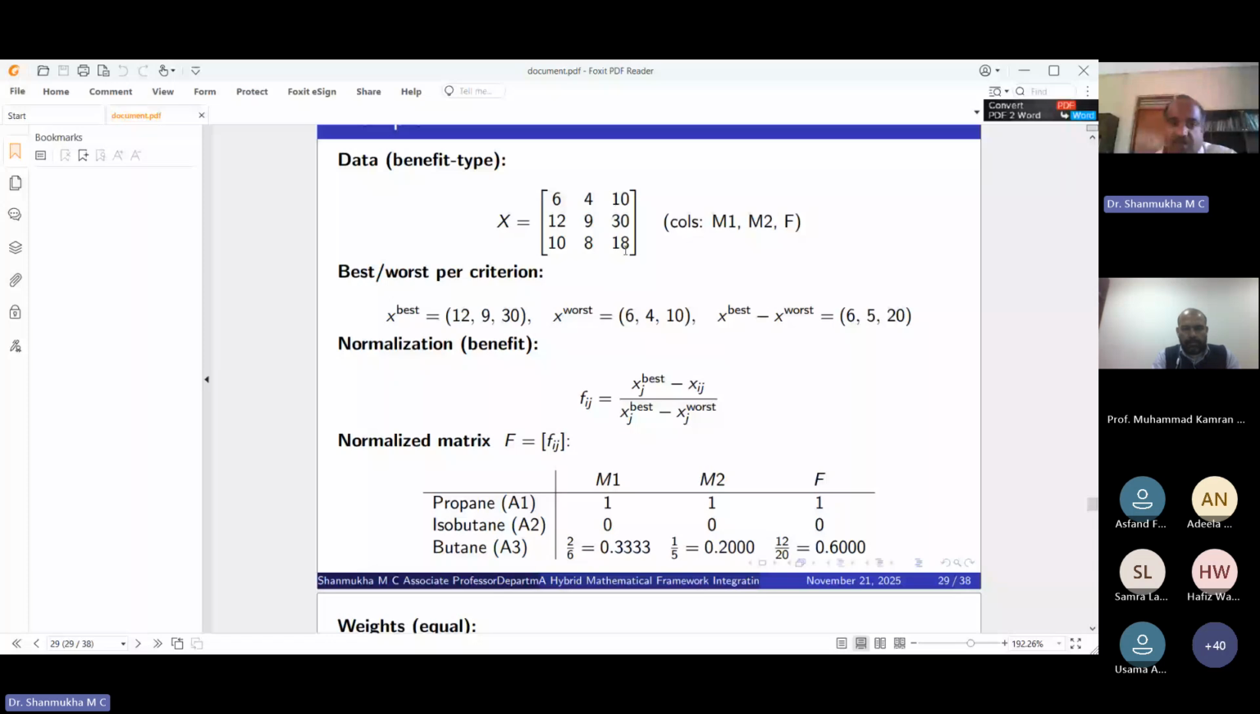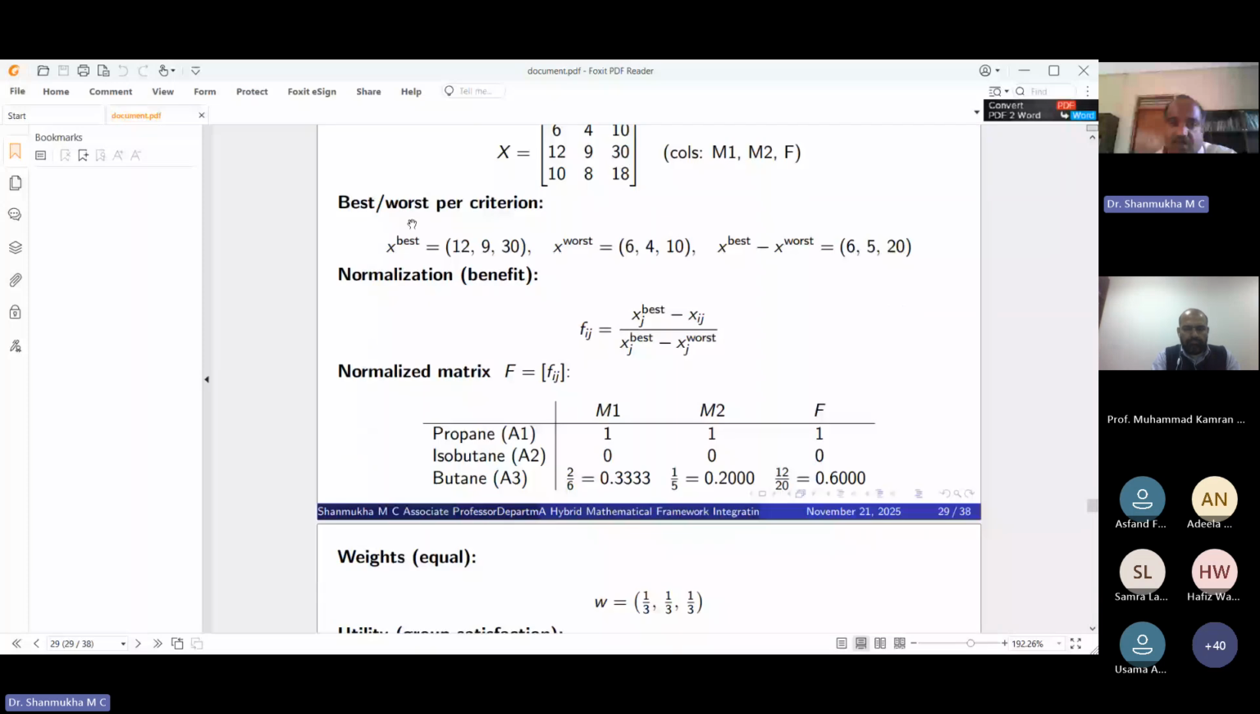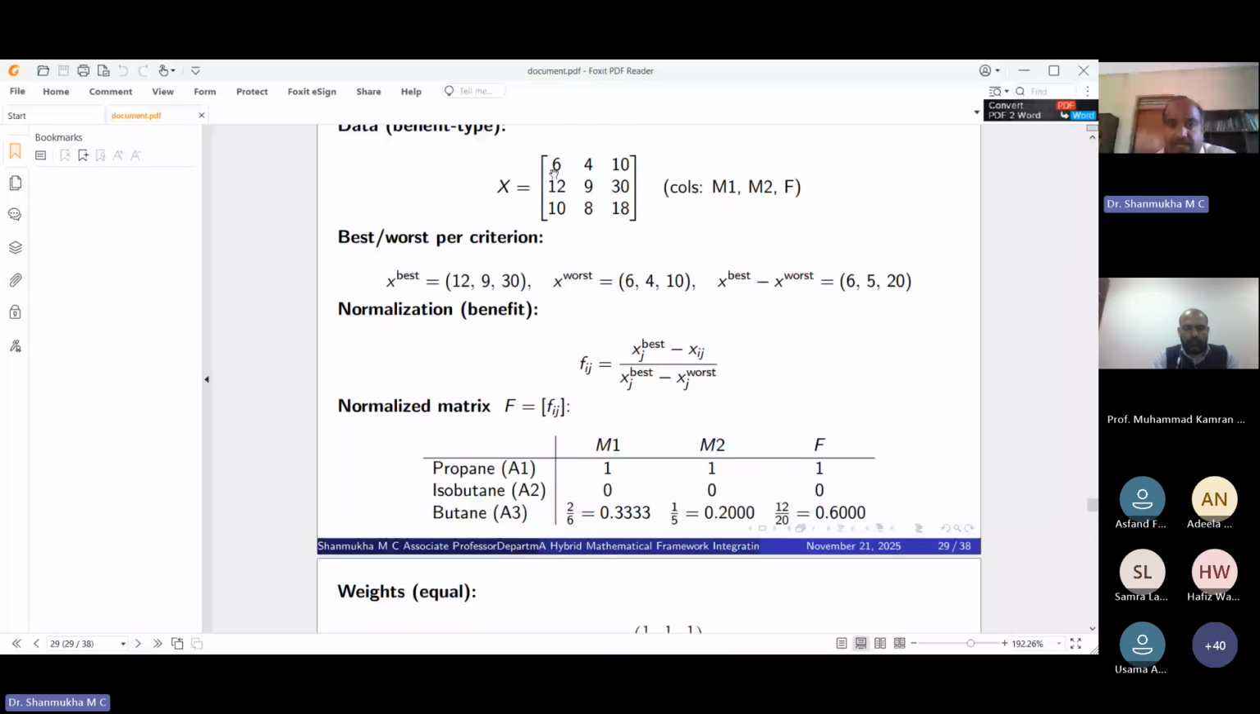Now first, best or worst per criterion. In the first column, the best value is the maximum of 6, 12, 10. The maximum value is 12, so the best of 6, 12, 10 is 12. Then the second column, best of 4, 9, 8, 9. In the third column, best of 10, 30, 18, 30. Then X worst: minimum of the first column 6, 12, 10 is 6. Minimum of 4, 9, 8 is 4. Minimum of 10, 30, 18 is 10.